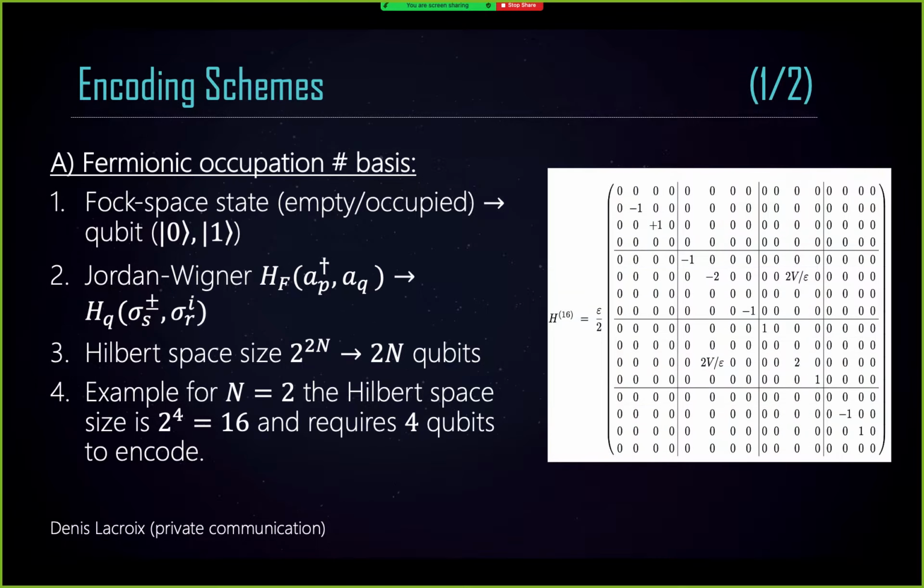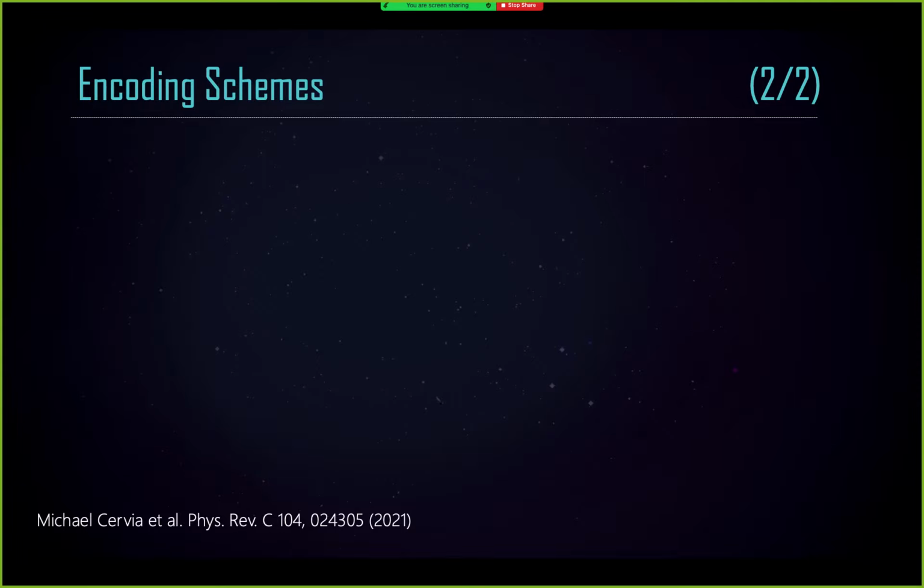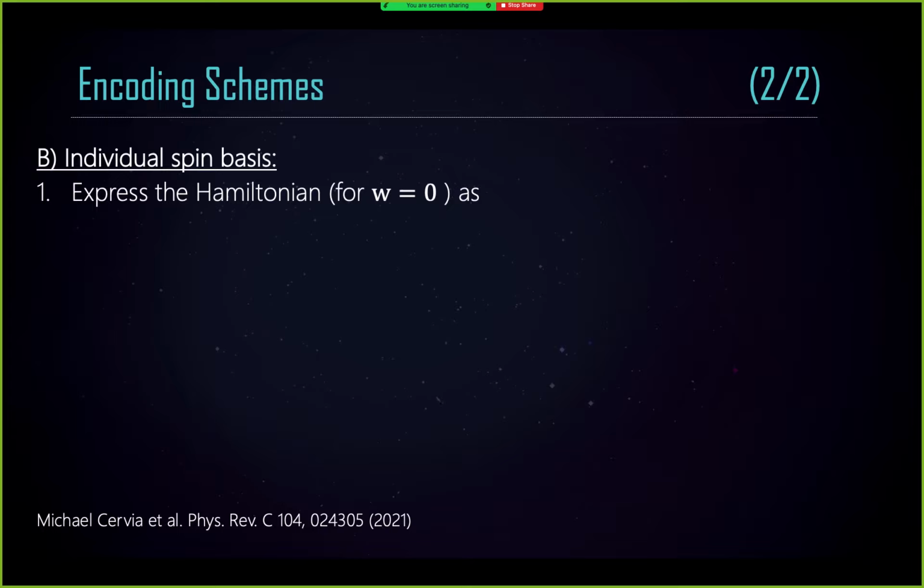If you look at the size for N equals 2, the Hilbert space gives you a matrix that's a 16 by 16 matrix. This is not a very good encoding scheme. Can we do better? And yes, there is a better encoding scheme. This is the work done by Michael and his team. This paper was published in July this year. And so I'll just show you for the W equals 0 case.